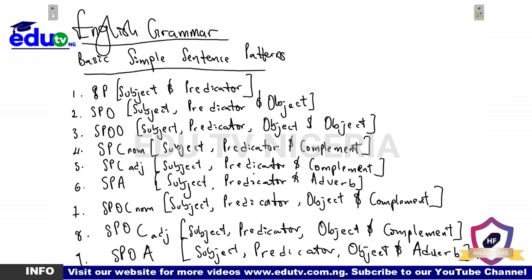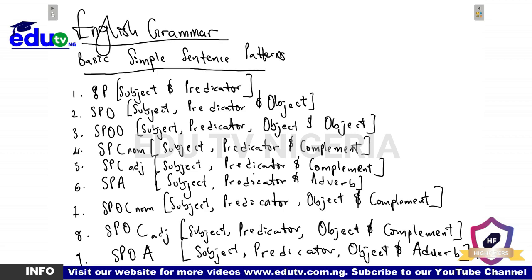Now, don't be confused with pattern 4 and 5 or pattern 7 and 8. Trust me, when we say SPC nominal, the complement there in pattern 4 is a nominal group or a noun phrase. And for SPC adjectival, the complement there is an adjectival group or an adjectival phrase. So there's nothing to be worried about, and the same goes for pattern 7 and 8 too. The complement in pattern 7 is a nominal group or a noun phrase, and that of pattern 8 is also an adjectival group or phrase.